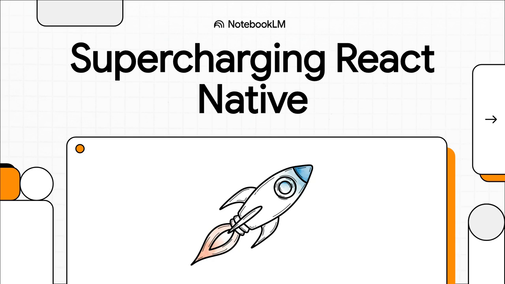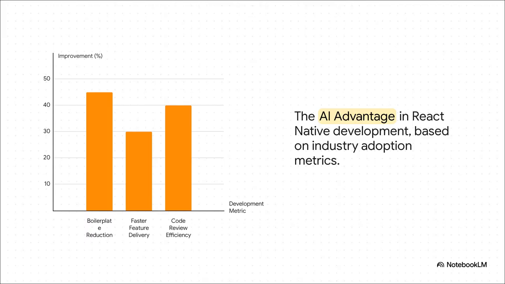We're talking about taking AI and moving it way beyond simple code completion into a coding partner that actually understands your entire project. And look, the results really speak for themselves. We're not talking about small incremental improvements here. We're seeing a potential 45% drop in boilerplate code, shipping features 30% faster, and making code reviews a staggering 40% more efficient. This is a complete game changer for developer productivity.